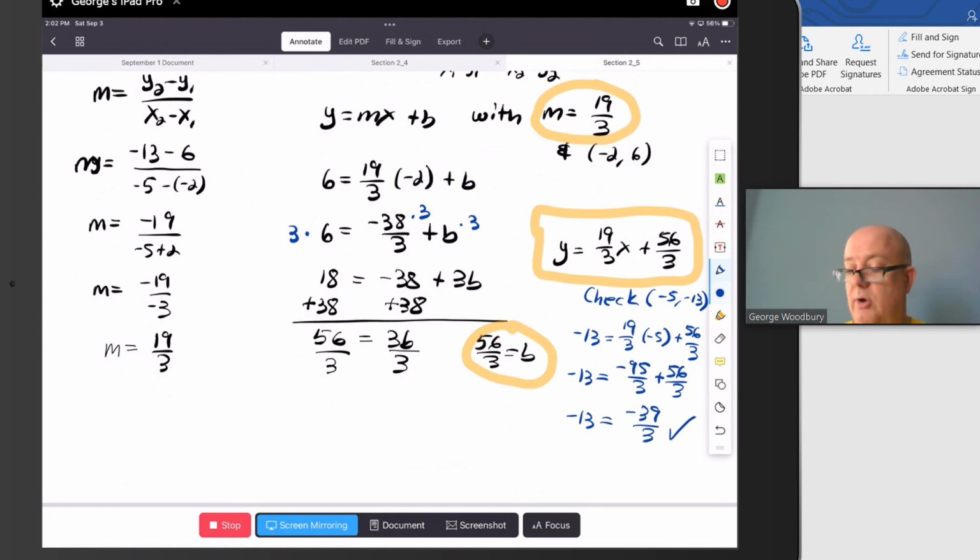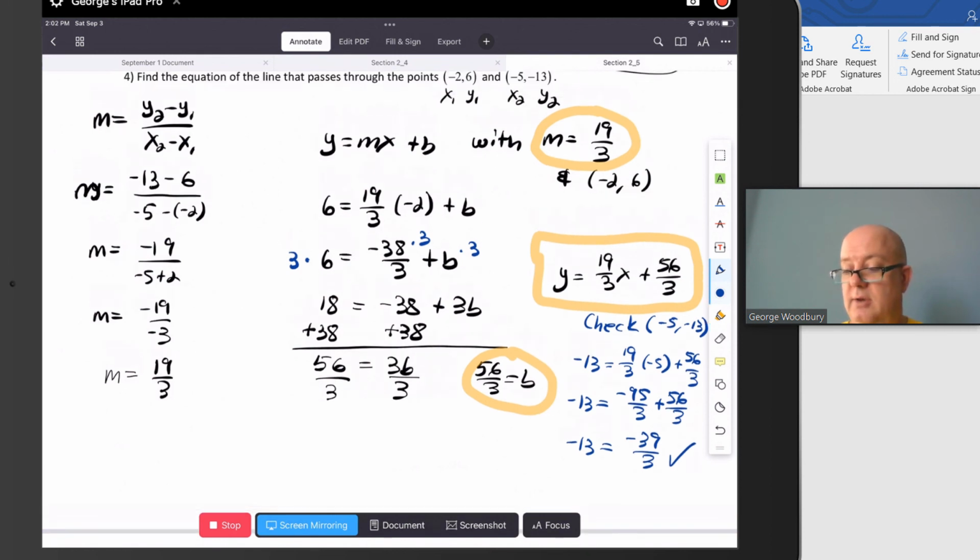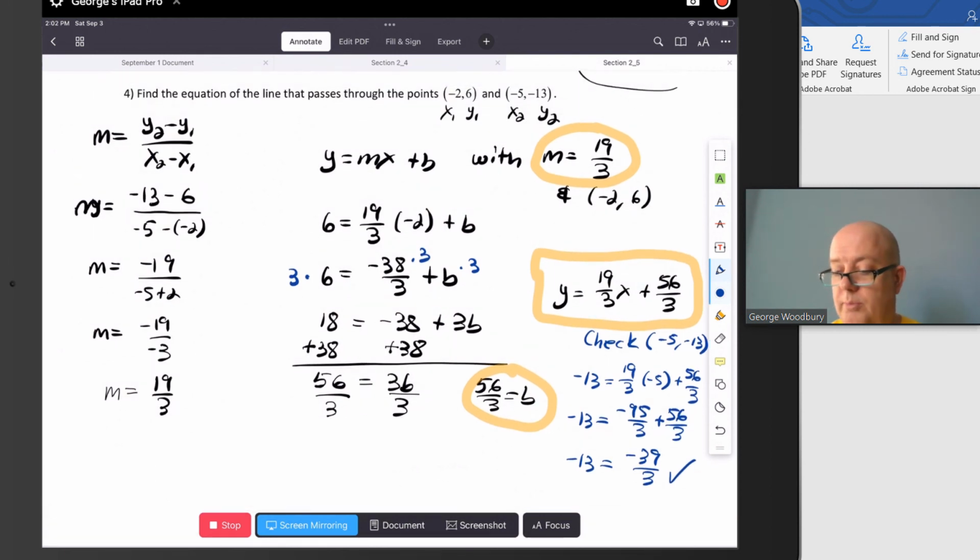Okay, hope that was helpful. Either way, when you're given 2 points, remember that you've got to begin by finding the slope first, and then you can use either the slope-intercept form, or you can use the point-slope form. y minus y sub 1 equals m times x minus x sub 1.